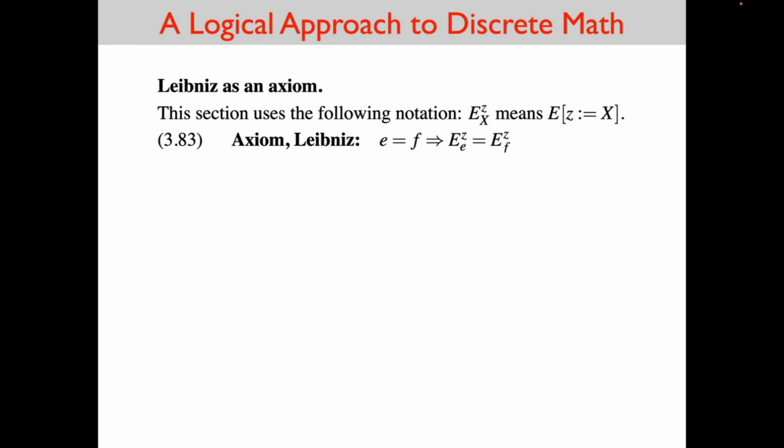This is Formal Methods Lecture 14 Recap. The topic for today is Leibniz as an axiom.